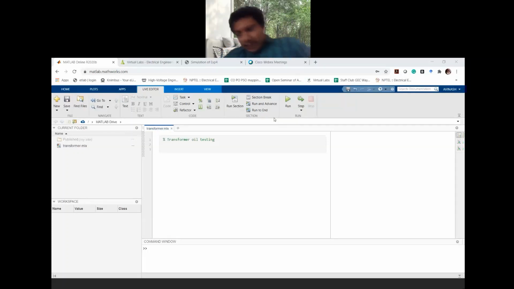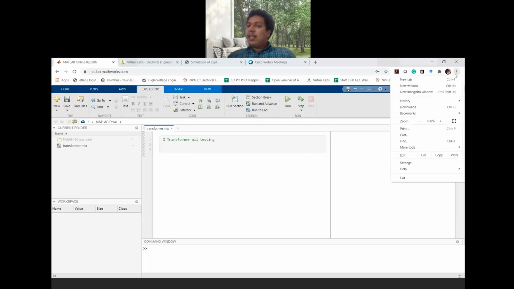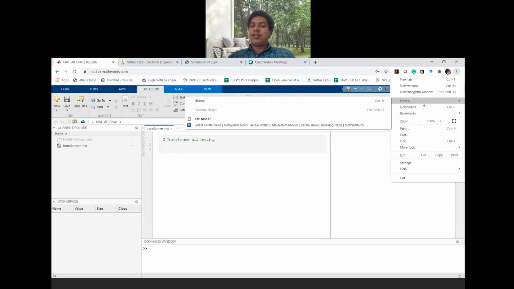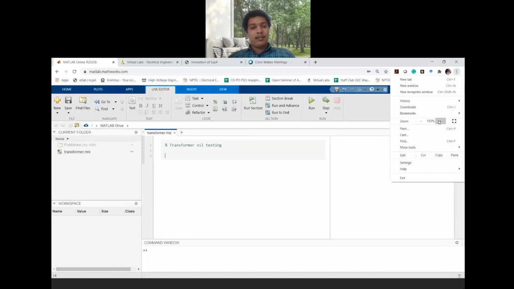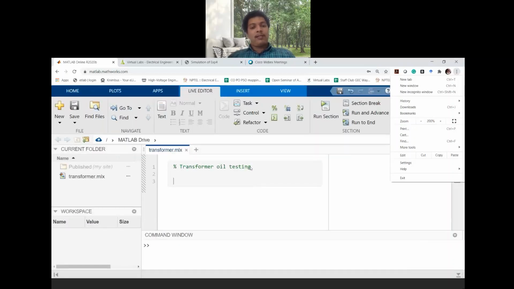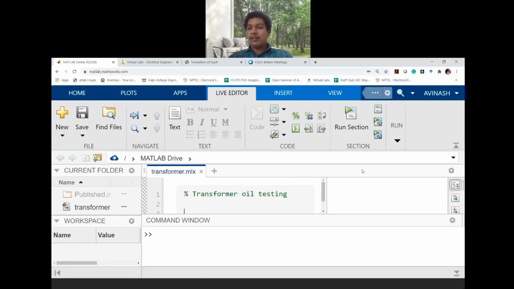Let us get into this program. During your experimental simulation part, you have already noted down the 15 readings corresponding to the breakdown voltages, right? So that is what I am going to do. Let me increase the font a bit more. Okay, I think now you are able to see properly.